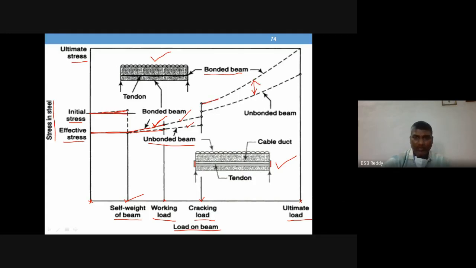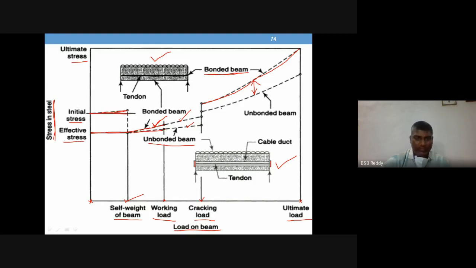So bonded beams are having very high stresses in steel than the unbonded beams. Okay, so this is a behavior of bonded and unbonded beam. It's clearly showing that bonded beam is having higher stresses in steel than the unbonded beams. And also the stage of loading, as it suggests that once the transfer stage crossed, then it is going to have working load stage, then cracking loads, then till ultimate load stage.